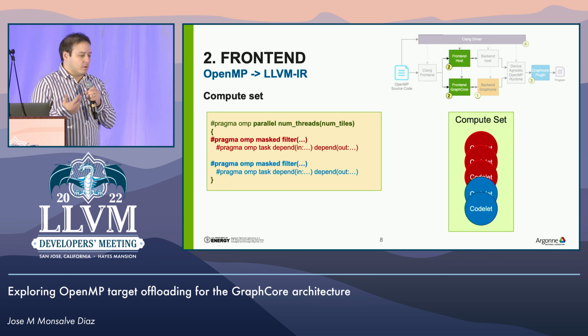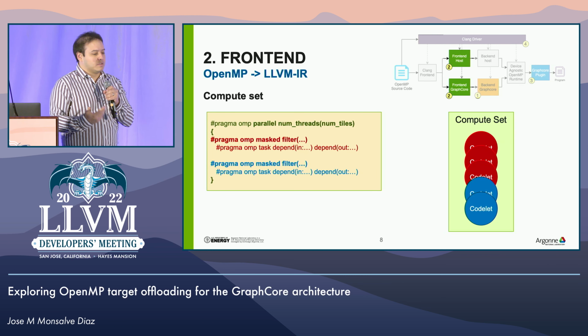The second one is, how do we specify the compute set? The compute set is a set of tasks that can execute completely in parallel to each other. And in here, what we think is a good idea is to use the parallel regions with a specified number of threads, and then extend the mask clause in OpenMP to be the mask directive in OpenMP to be able to filter the number of OpenMP tasks that we want to create for each.